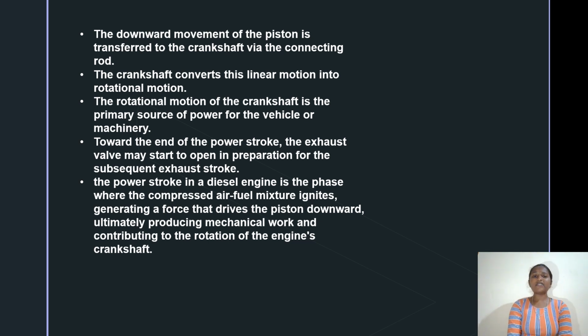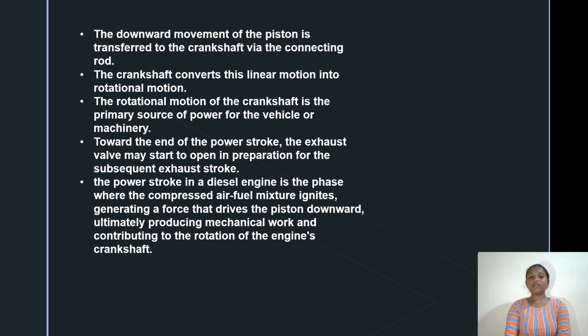The crankshaft converts the linear motion into the rotational motion. The rotational motion of the crankshaft is the primary source of the power for the vehicle or machinery. Towards the end of the power stroke, the exhaust valve may start to open in preparation for the subsequent exhaust stroke. The power stroke in the diesel engine is the phase where the compressed air fuel mixture ignites, generating a force that drives the piston downwards, ultimately producing mechanical work and contributing to the rotation of the engine crankshaft.